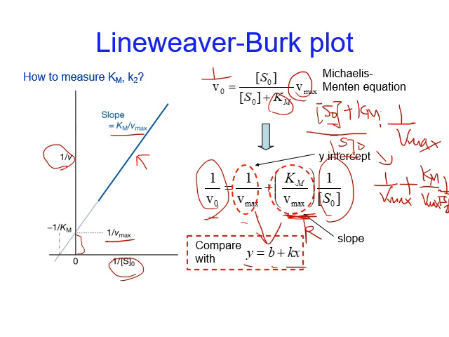Okay, now if we know the enzyme concentration, then Vmx is just K2 times enzyme concentration. So K2 can be calculated. So using this Vmx, plugging into the slope, we can find the Michaelis constant.